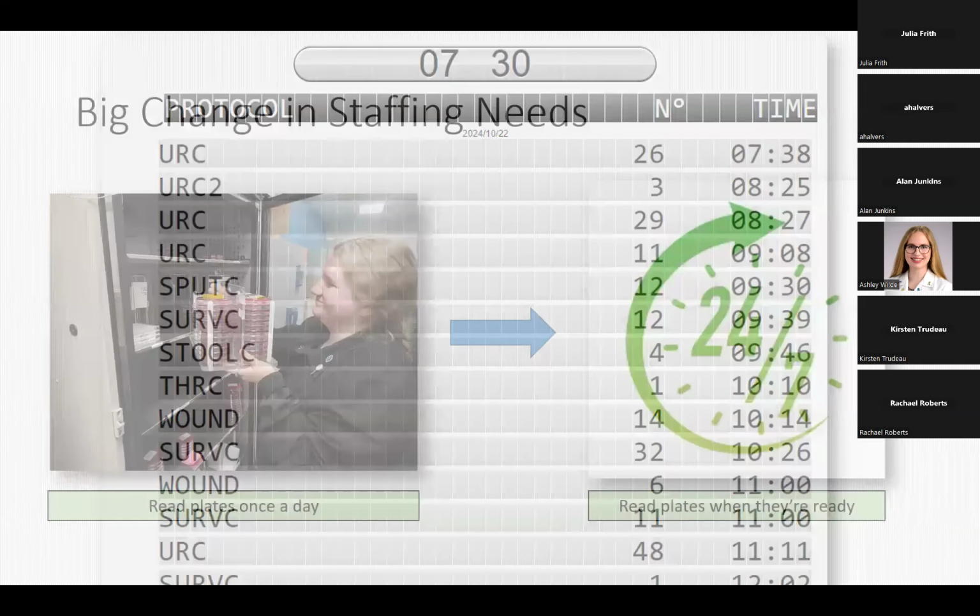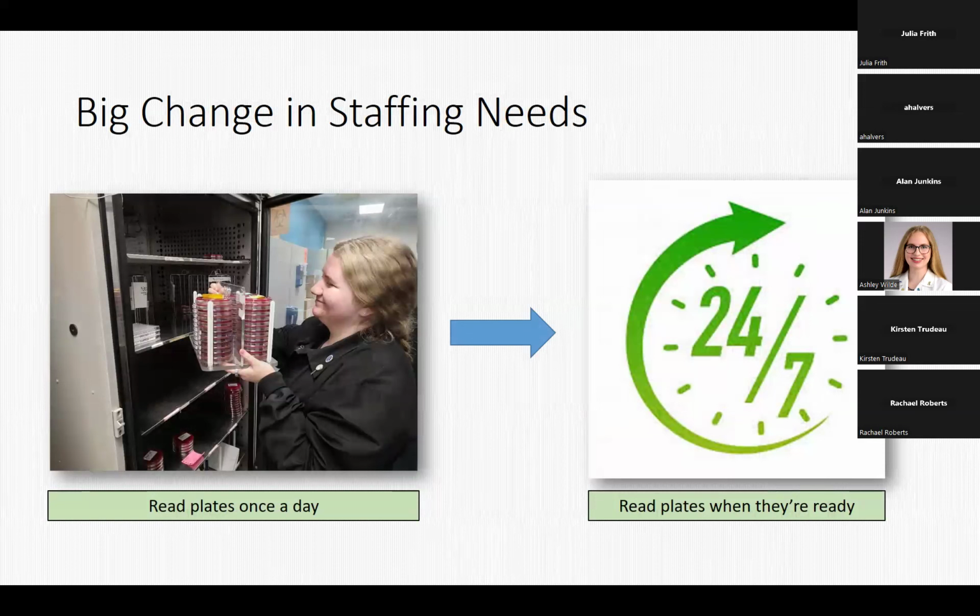Which brings up a very important part about this. This completely changes the staffing needs in a micro lab. Like I said before, we would take these plates out. Maybe respiratory cultures, we read those up somewhere around 8 o'clock in the morning. We looked at them, okay, we did our workup, and then we put them back in the incubator and brought them out again 8 o'clock the next morning. So you were reading plates once a day. With this sort of system, you want to be able to read the plates whenever they're ready to be read. Once that image is there, that's when you want to read.